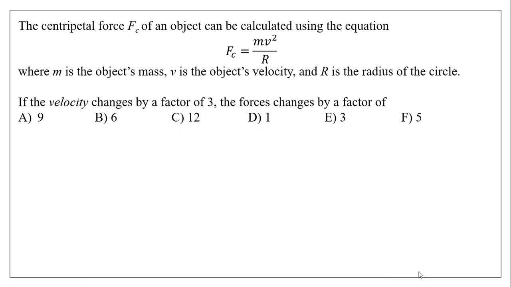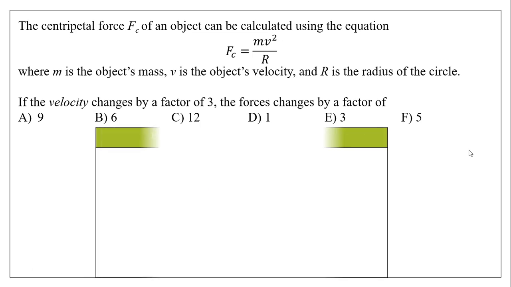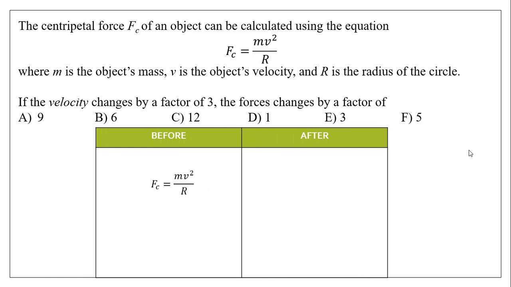All right, let's do the next one. The next one's the same type of scenario, except here it says the velocity changes by a factor of 3. The previous problem, the radius changed. In this particular problem, the velocity changed. And it asks what the force changes by, as a factor. So we're still looking at forces, and I'm just going to do a before and after again. I want to start with my parent function, F_C is equal to mv squared over r.